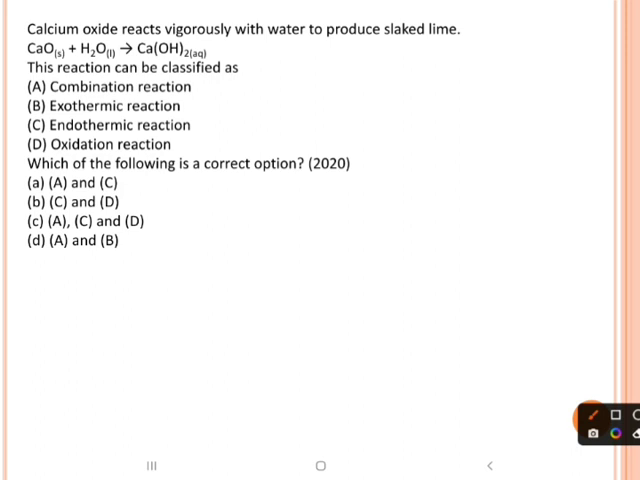Next question says that calcium oxide reacts vigorously with water to produce slaked lime. Now this is CaO. CaO is known as calcium oxide. This is water and it produces slaked lime. Slaked lime is calcium hydroxide. Now this thing is a part of unit 2 also, but you can understand this question here too. Then we will be seeing this in detail in unit 2 also. It reacts vigorously. Vigorously means very fast. This reaction can be classified as, what is this reaction known as? Combination reaction, exothermic reaction, endothermic reaction or oxidation reaction.